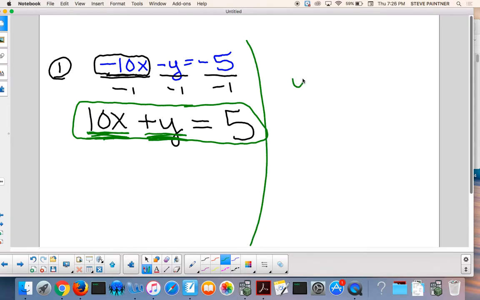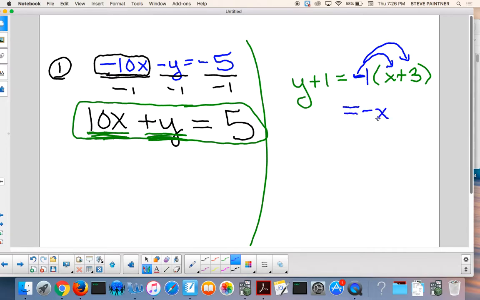Number 2 says y plus 1 equals negative 1 times x plus 3. Okay. Whenever you see grouping symbols, you need to take care of the multiplier on the outside, and the multiplier here is negative, but there's always a number. If you don't see a number, put the 1 there. So you're going to take negative 1 times x, negative x. Negative 1 times 3, negative 3. The y plus 1 can stay here. Don't move it. Just take and distribute the negative 1 through.